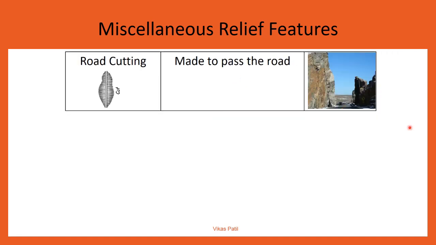And last is road cutting, which is a road made by cutting through small hills. You must have seen such road cuttings while moving along the highways.